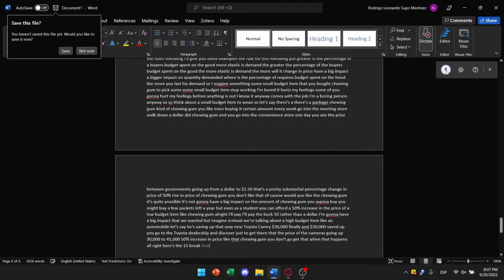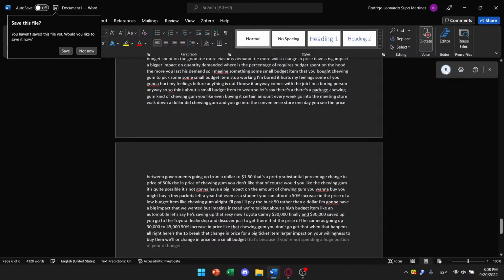That percentage change in price for a big ticket item is going to have a much larger impact on your willingness to buy than will a change in price on a small budget item. That's because if you're not spending a huge portion of your budget on an item, the intuition here is basically you can just afford to absorb that price increase, if we're talking about a price increase. Likewise for a price decrease.